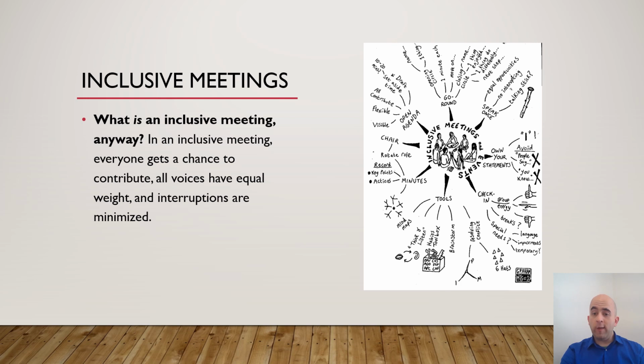So here's a definition of inclusive meetings, along with a little graphic diagramming some of the components that you might find in inclusive meetings. One thing I really wanted to focus on is this part of the definition where all voices have equal weight. I don't want you to confuse that with all voices having equal validity.